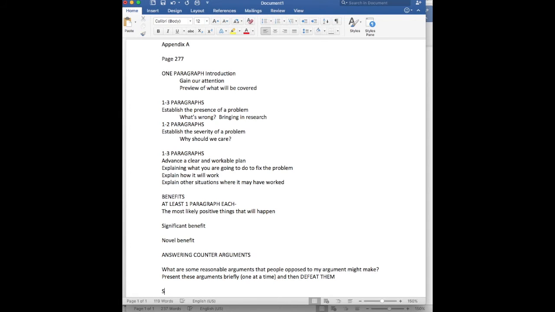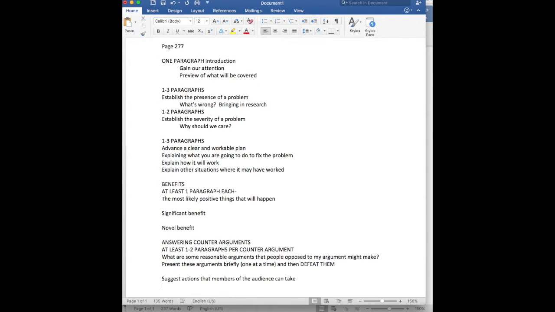The last point, and this is at least, you probably want to have at least, probably two. If you just bring in one, unless it's the kind of issue where there's really just one big thing that you think your audience would think of, okay, fine, but usually you're going to have at least a couple. But remember, you're not going into detail too much about what the opposition would say, just enough where we kind of have thought about it, and then you're defeating that argument.